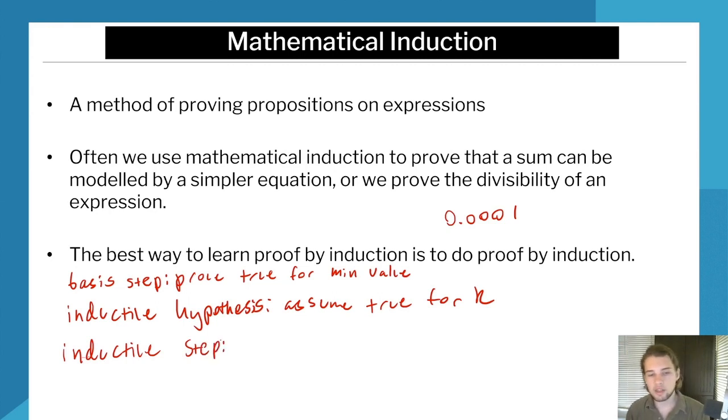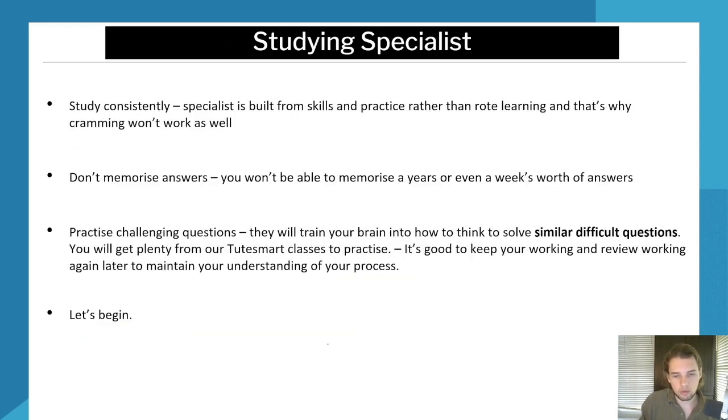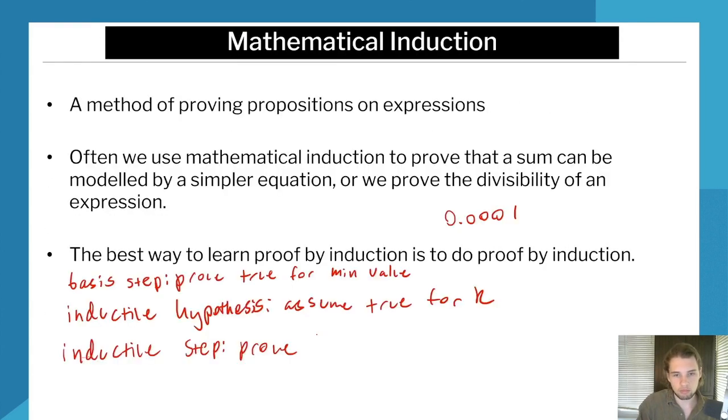In the inductive step, we basically say, okay, if it is true for k, then we can prove it true for k plus 1. Now what this means is we've proven it for the minimum value. Then we can say that if it is true for k, k plus 1 is true. So that means we have the minimum value, let's say it's 0. That means if it's true for k equals 0, then it's true for k plus 1. So then it's true for 1.